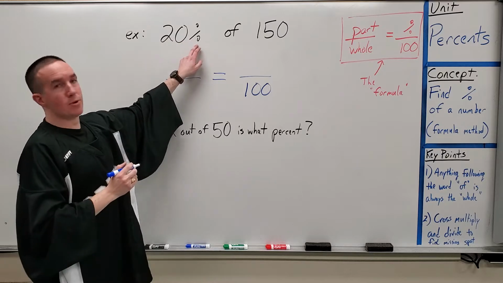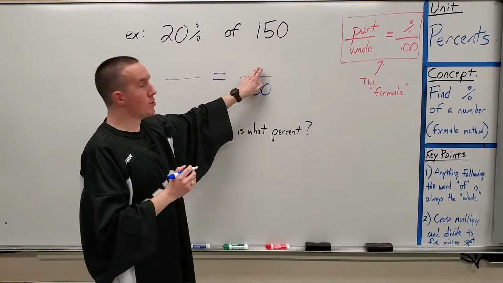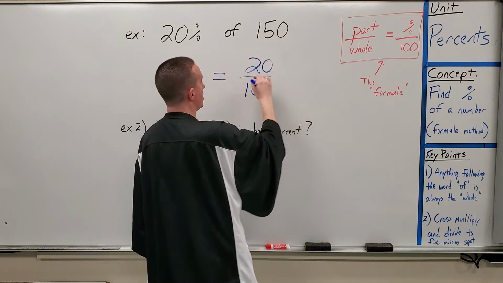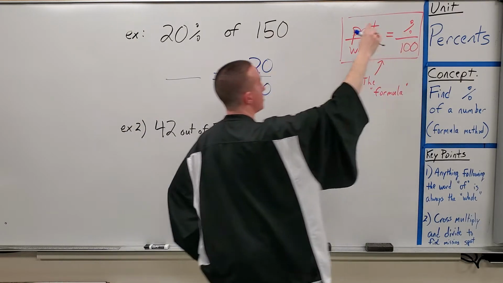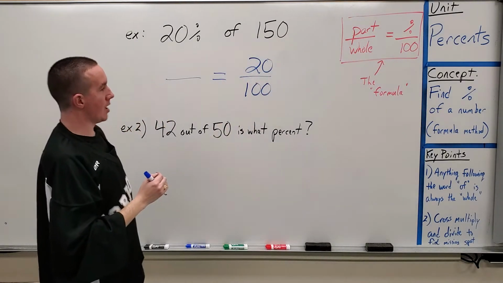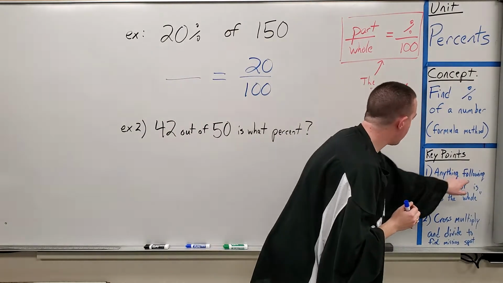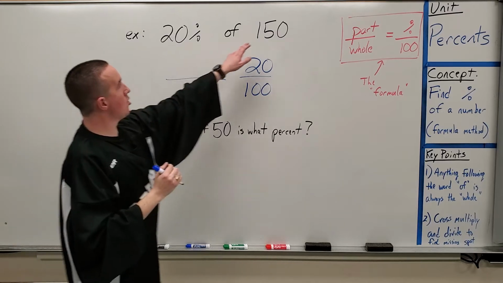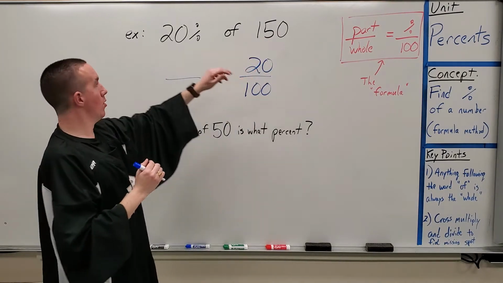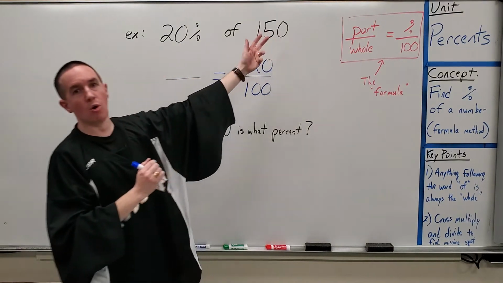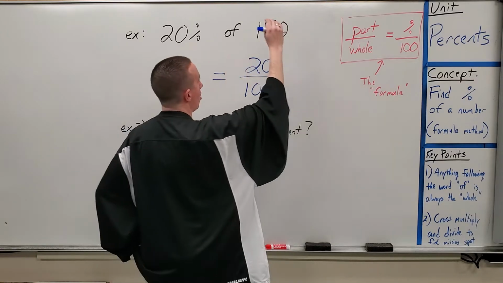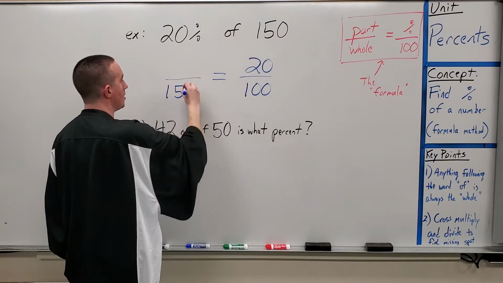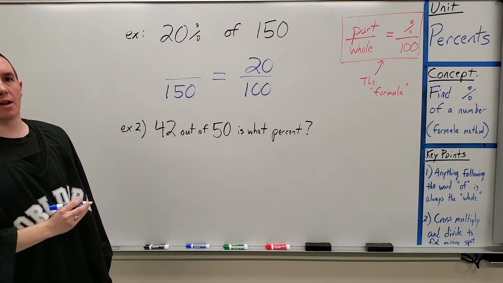Any number that has a percent sign after it is going to go in the percent spot of the formula. So 20 is your percent. Goes in the percent spot, top right. Okay? Almost there. Anything following the word of is always the whole. So this is your whole amount here, 150. We're finding a percent of this whole amount. So 150 is the whole, goes bottom left. Okay, so now our equivalent fraction is almost set up.